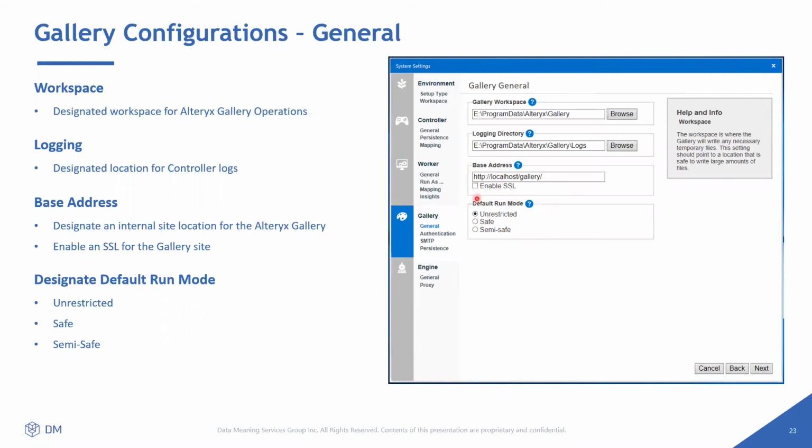Lastly, we can set a default run mode. Now, there are some settings and configuration on the server or on the Alteryx gallery side that allow you to tweak this further. So I'm not going to touch on this too much, but I just wanted to let you know that you can set a baseline here in the system settings before you even go into the gallery admin side.